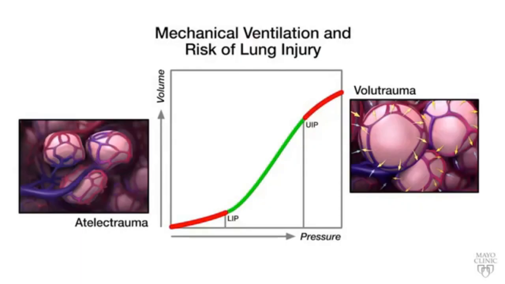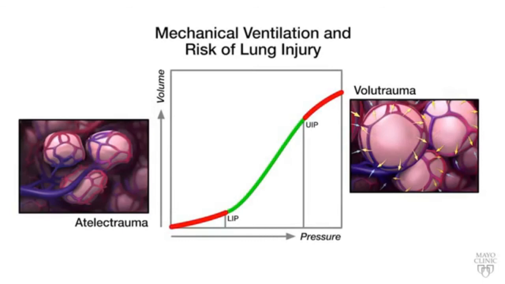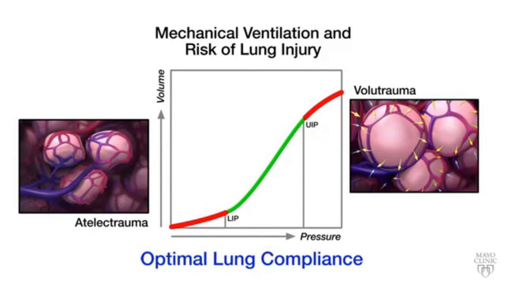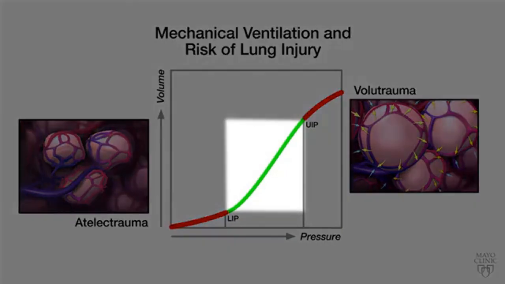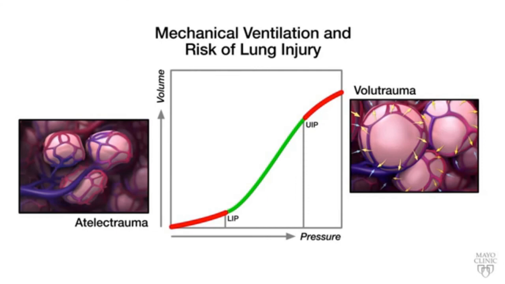Of course, the change in pressure over time equals work, and therefore, reducing driving pressure will also reduce the work of breathing. Optimal lung compliance is represented right here on this part of the curve between the upper and lower inflection points. As just discussed, avoiding the extremes of the curve beyond the lower inflection and upper inflection points will also minimize the likelihood of lung injury.